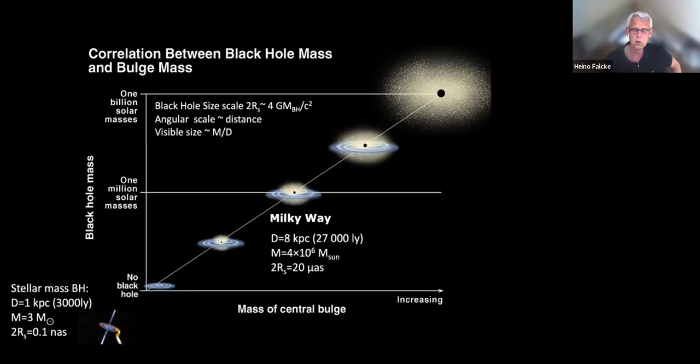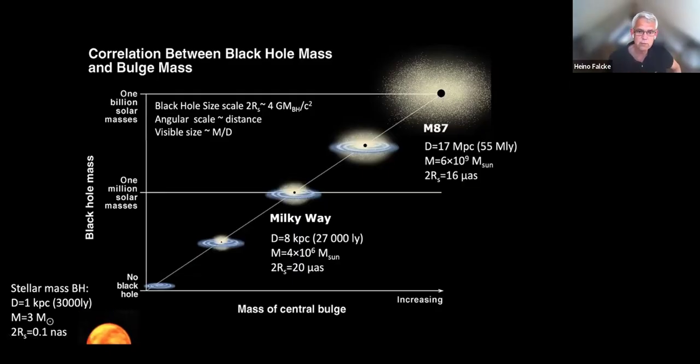And so it has a black hole of 6 billion times the mass of the sun. And that means that would be sort of the closest of the monster galaxies in our local universe. And if you calculate how big that one would be, it's about 16 microarcseconds. This would be the scale in Schwarzschild radii. We'll see in a moment that actually a black hole becomes bigger.